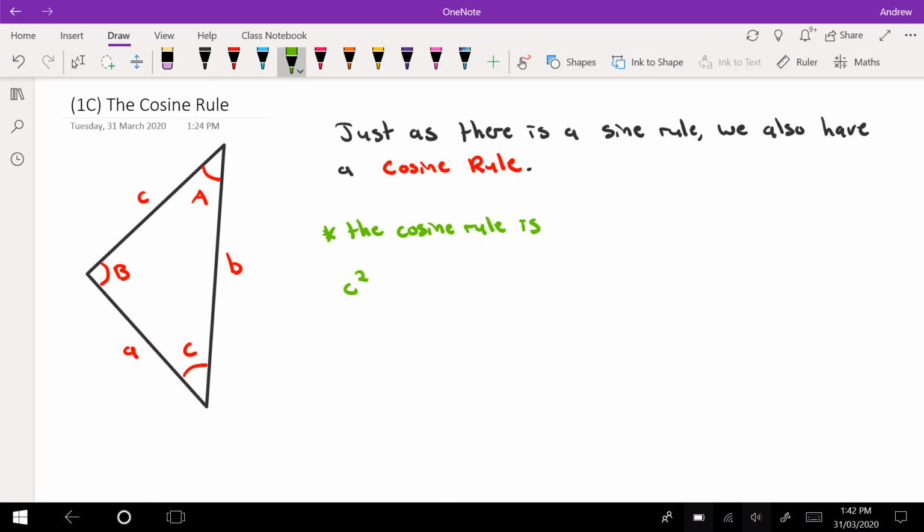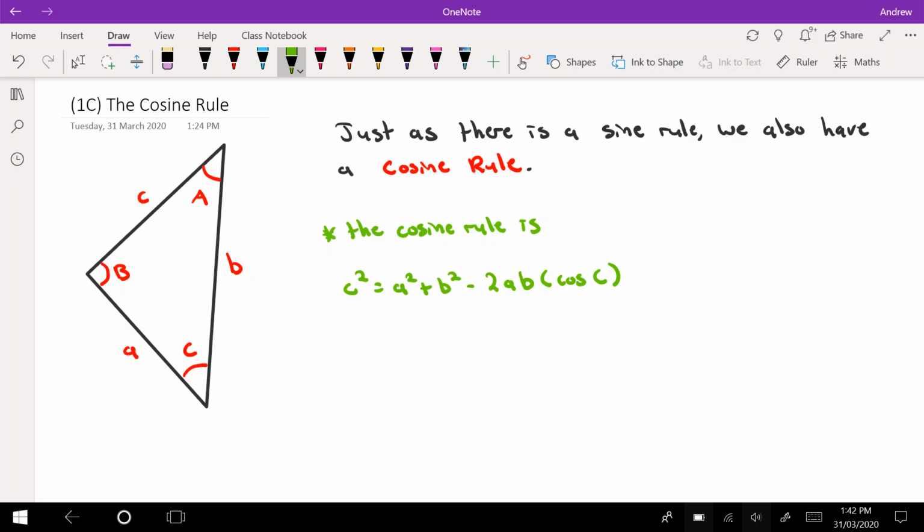So the cosine rule is that c squared equals a squared plus b squared, take 2ab cosine c. And that c squared is always going to be there.